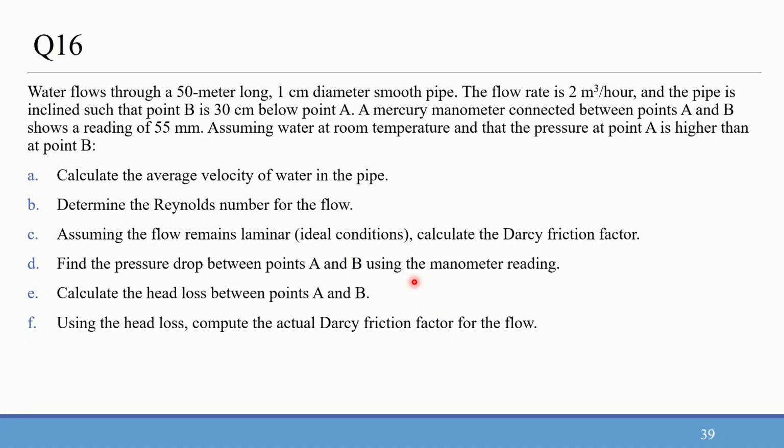So that is again 64 by Re. And next we have to find the pressure drop using the manometer reading, that is rho mercury into g into h. And finally we have to calculate the head loss between points A and B, and using that head loss we need to calculate the actual Darcy friction factor. So this is how we are going to do this problem. So yeah, we'll start doing one by one.